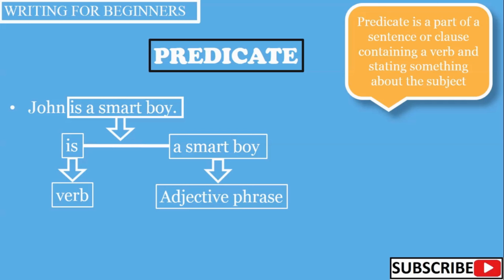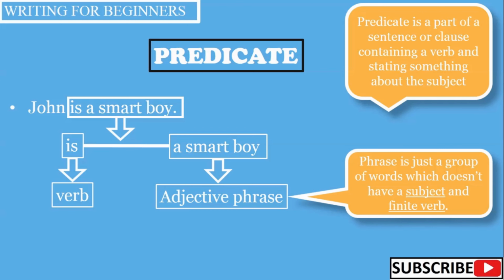Now I move forward. And one thing more, some of you may not know what a phrase is. Actually, a phrase is just a group of words which doesn't have a subject and finite verb. "A smart boy" is just a group of words. We don't have any subject or any finite verb. But here this phrase "a smart boy" is working as an adjective, so we can call it an adjective phrase. We will talk about that later in other videos, but for the time being you can understand what a phrase is.